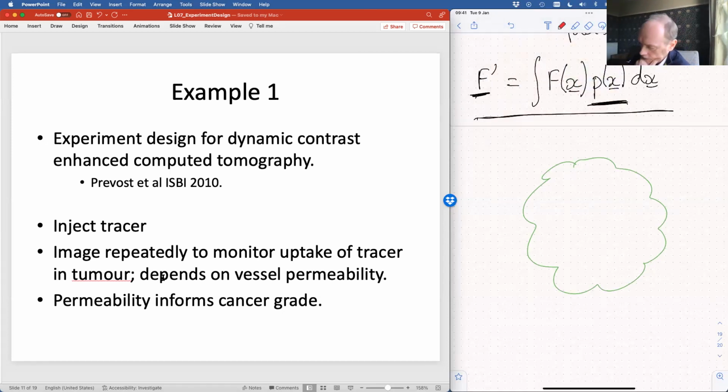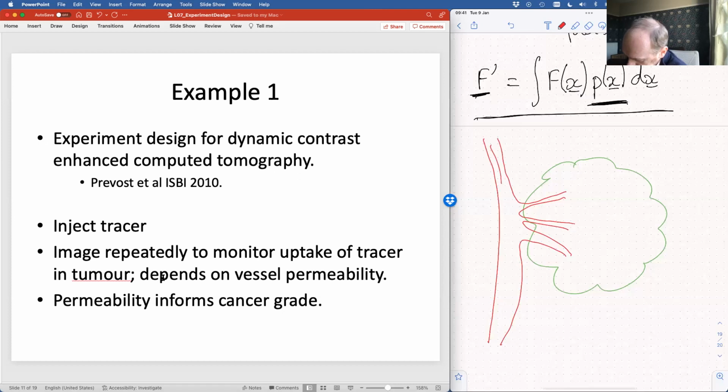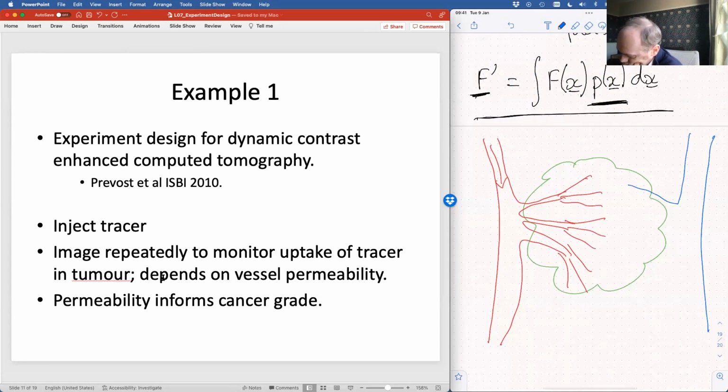So tumors, when they grow, they tend to hijack the body's vascular system. So they create their own blood supply by linking into the body's blood supply. So here's an artery coming in, and this tumor has grabbed some branches off this artery and turned them into its own blood supply, providing it with nutrients and allowing it to grow and so on. And there'll be a similar kind of venous system, taking deoxygenated blood away from the tumor. Something like that.